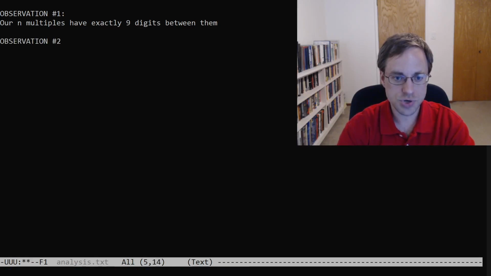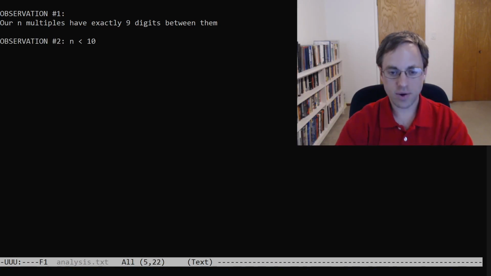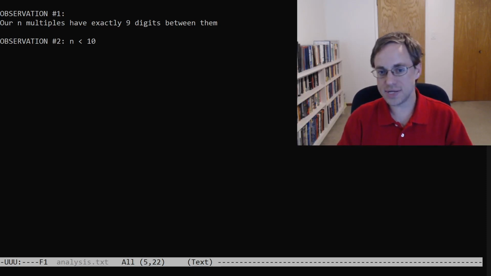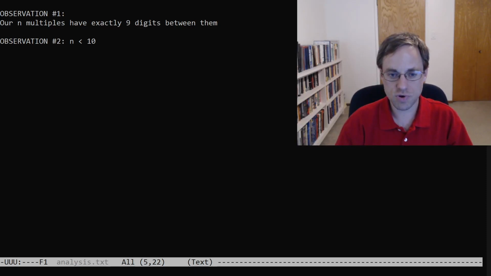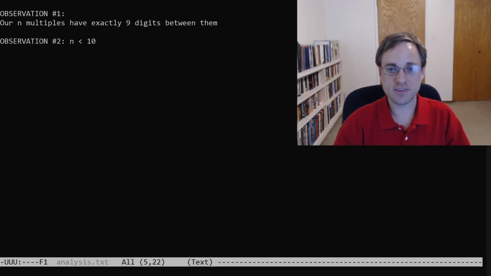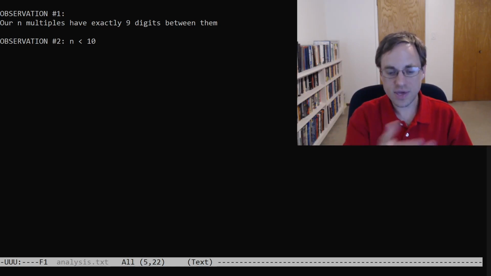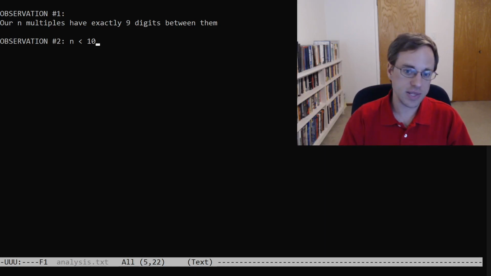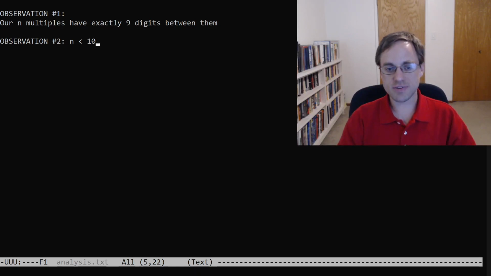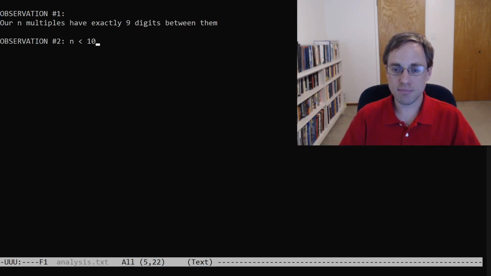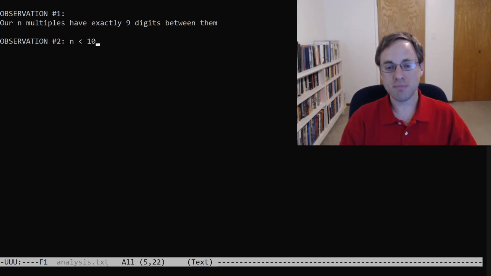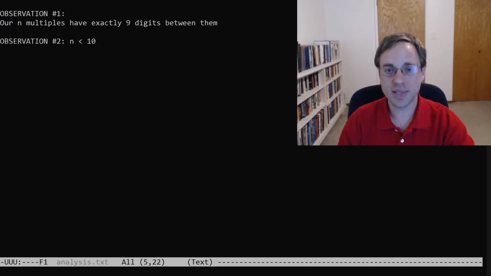Observation number 2. N is less than 10. Now, it's given in the problem statement, though I didn't specifically mention it in the intro, that n has to be at least 2. But we can see that n also has to be less than 10 because each multiple has to have at least 1 digit. And if there were more than 9 multiples, we would definitely have more than 9 digits in total. And so n has to be less than 10.